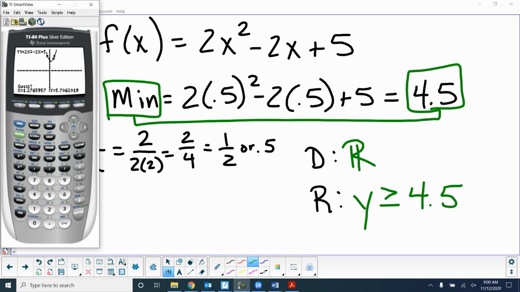What number is that going to give me? Right. All right. The y, 4.5. It's 1/2, 4.5, right? It gave me the vertex. Okay.